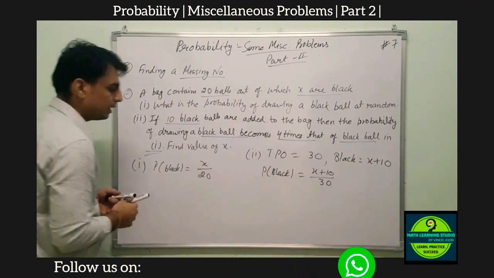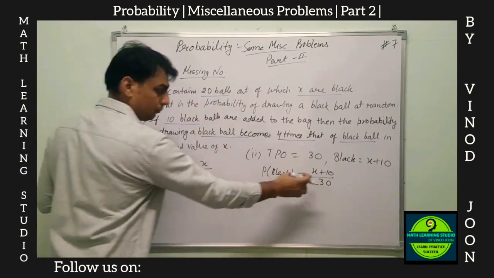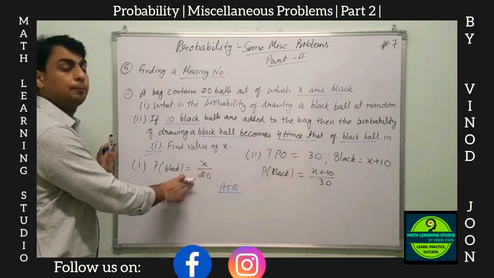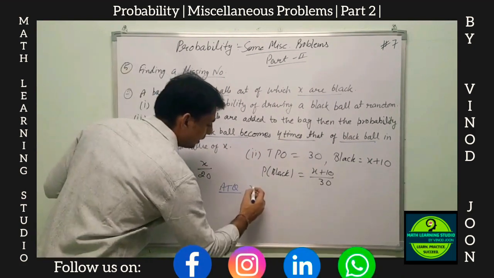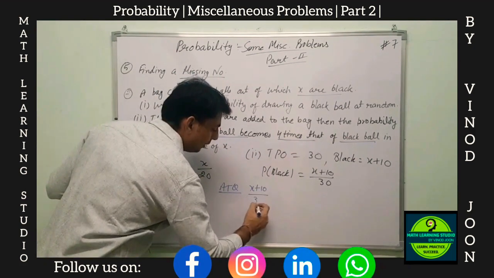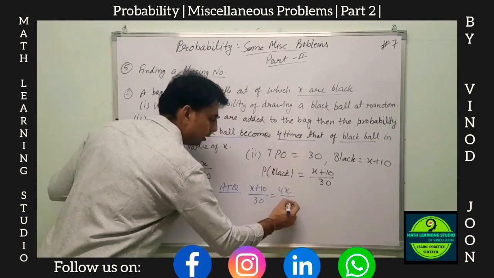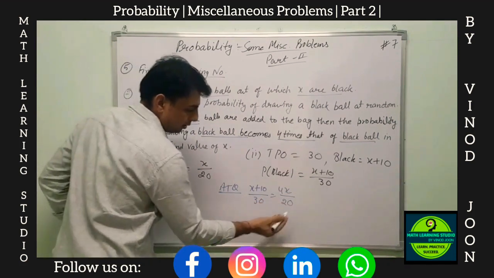And it says that we will write according to the question, this probability is 4 times of this probability. जो second condition में है probability वो पहले का 4 times है. So (x plus 10) by 30 is equal to 4 times x by 20. Okay. We can then divide it in the denominator by 10.